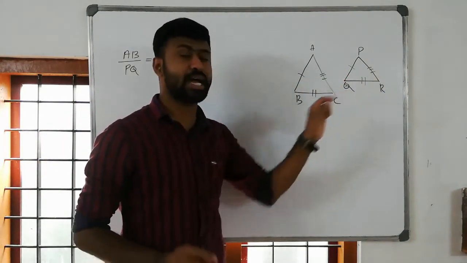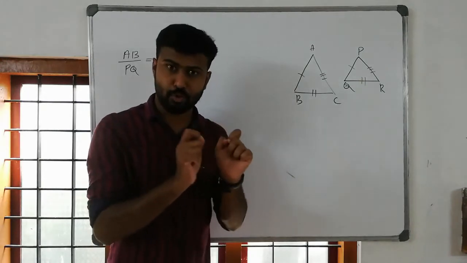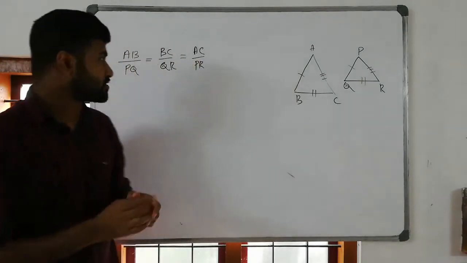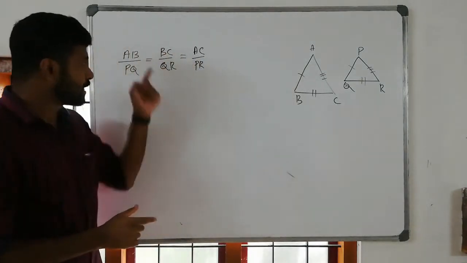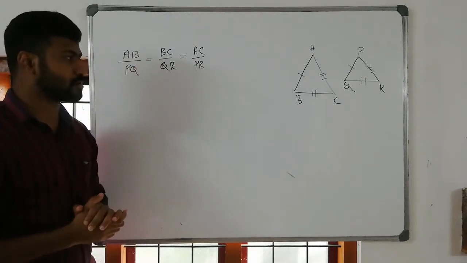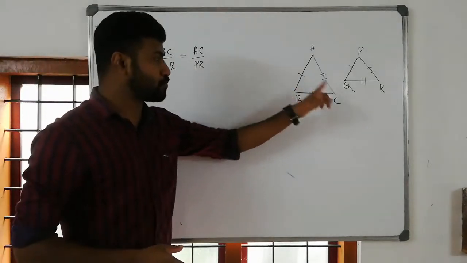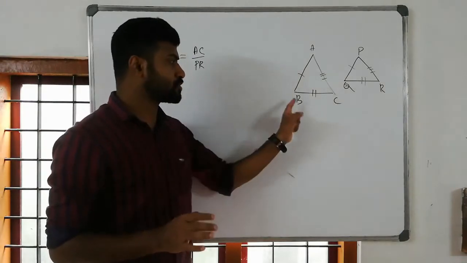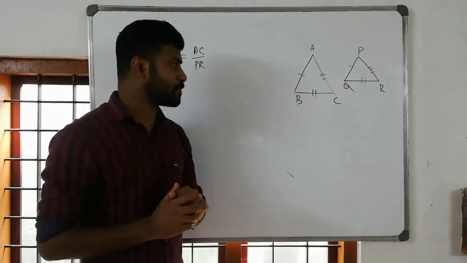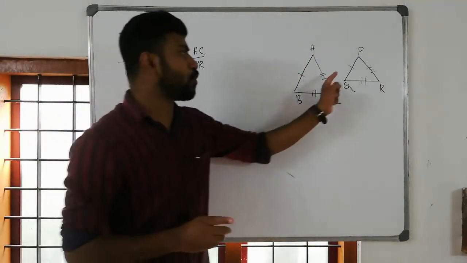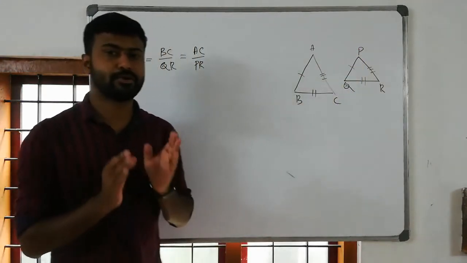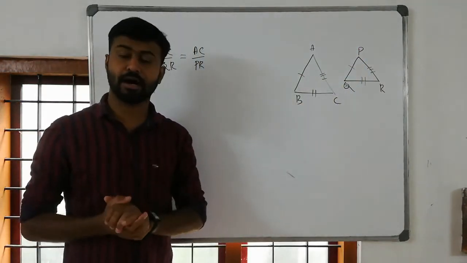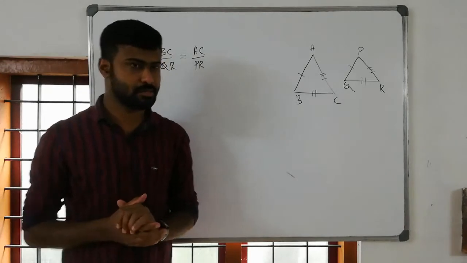So angle C and angle R are corresponding angles. So consider the next proportional side BC and QR. The angle opposite to BC is angle A. The angle opposite to QR is angle P. So angle A and angle P are corresponding angles.